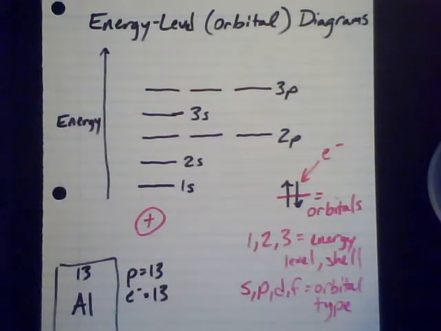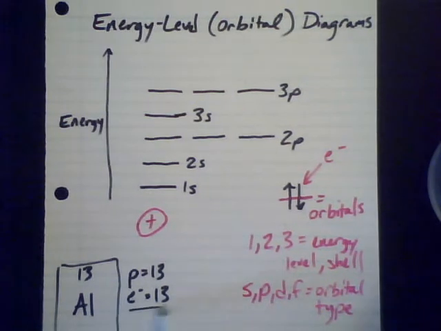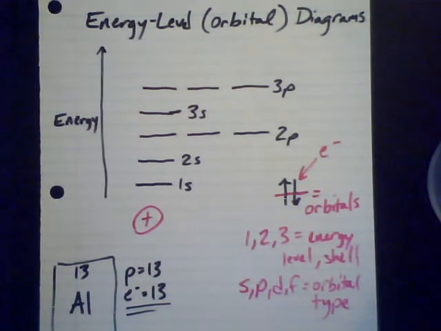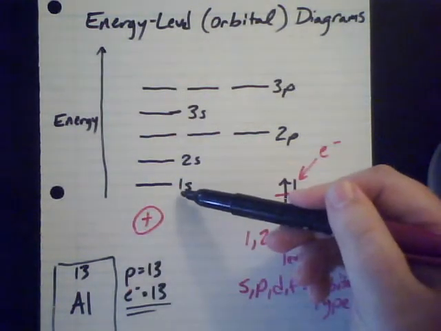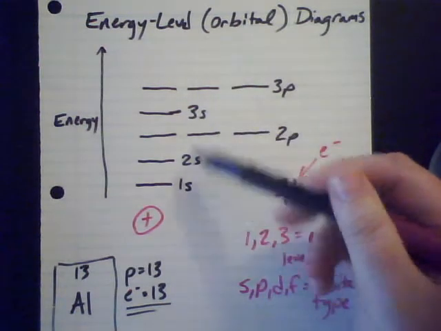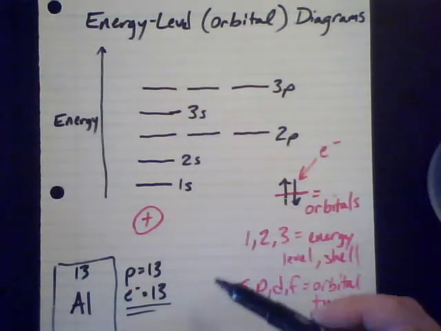And then it doesn't give me any information about the neutrons because I haven't talked about the isotope. I'm not given the mass number, so I don't know. But for right now, we don't care about the neutrons because we're just focusing on the electrons. So this is kind of the important point. So if I have 13 electrons, then I'm going to put them into my diagram. And I'm going to put them in from the lowest energy to the highest energy. So when I'm filling in these energy level diagrams, I fill them in from the bottom to the top. And I'm going to fill them in until I run out of electrons.